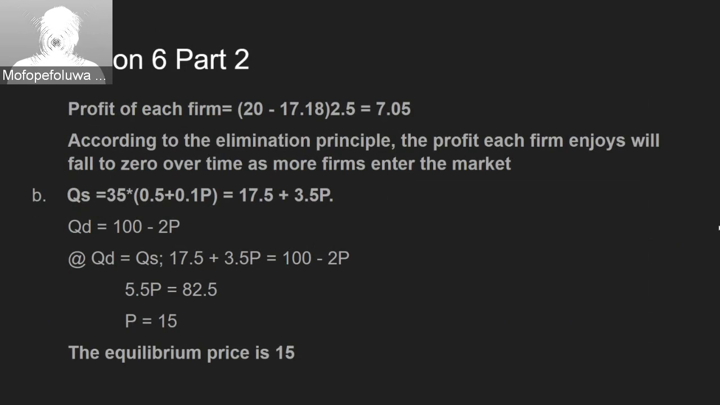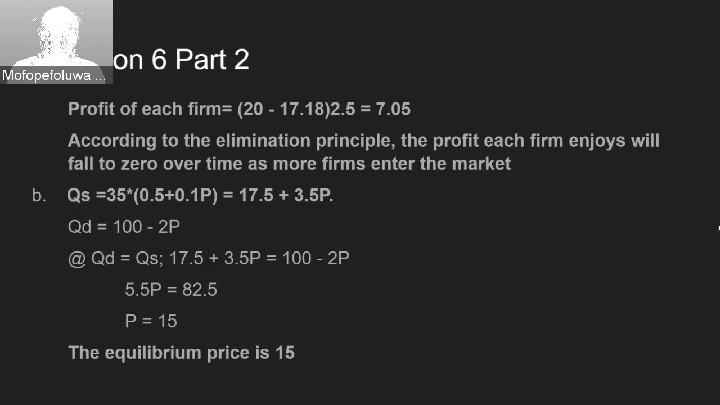Using all those, we're able to find that the profit of each firm would be $7.05. According to the elimination principle, the profits each firm enjoys will fall until they reach zero over time as more firms continue to enter the market.